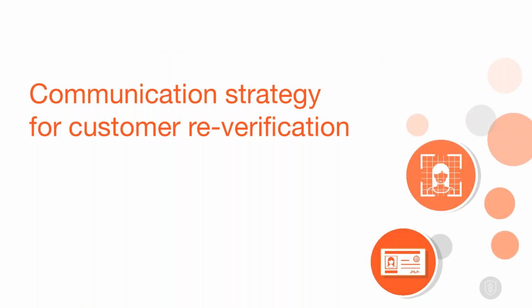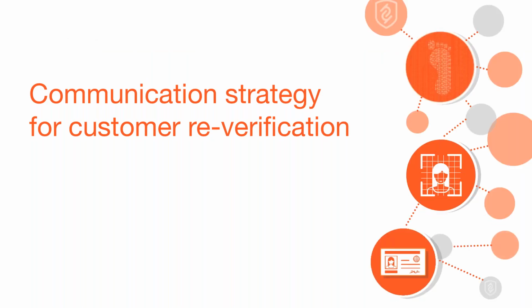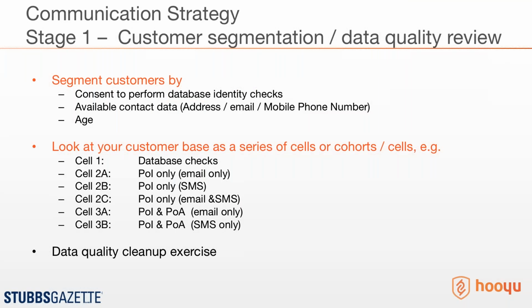Now let's look at what communication strategy you can put behind that to really help funnel your customers through the process. So as with any form of communication, segmentation is your starting point. So segment your customers by what available contact data you have on them. Based on what countries they're in, you may be able to perform database identity checks. What age are they? So really get your customers in different pots. And once they're in different pots, then you can create a communication strategy that's relevant to that pot.